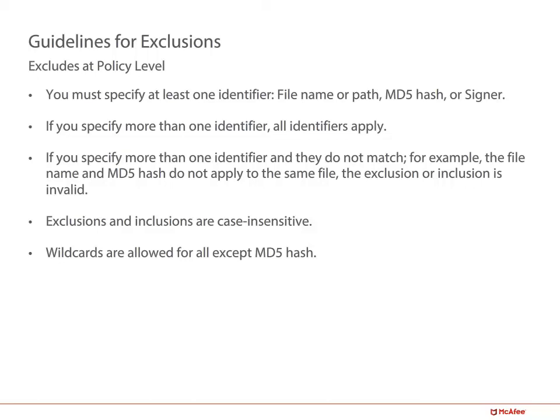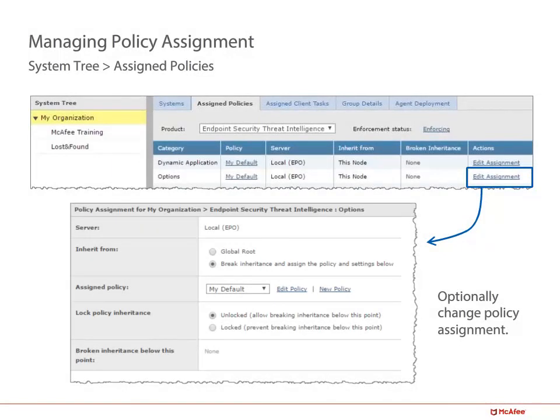If you specify more than one identifier, all identifiers apply. If you specify more than one identifier and they do not match, for example, the file name and the MD5 hash do not apply to the same file, the exclusion or inclusion is invalid. The exclusions and inclusions are case sensitive, and wildcards are allowed for all of the features except for the MD5 hash. Managing the policy assignment, always remember that you can assign your policies within the system tree.